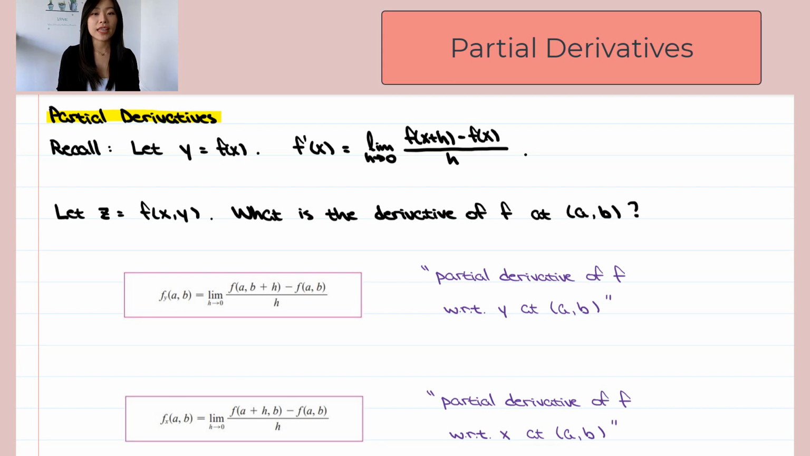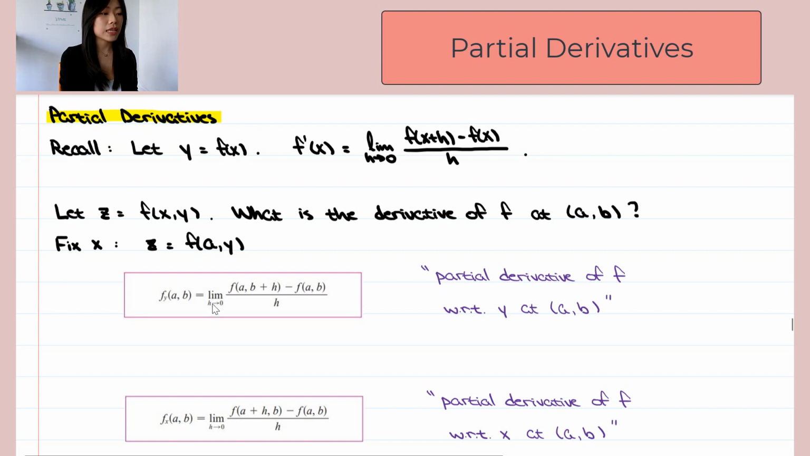How about if we have a function that has 2 variables, f of x and y? Let's let the output be c. So c equals f of x and y. Then what is the derivative of f at a and b? Since we have 2 variables here, to find the derivative, we have to fix one of the variables. For example, if I fix x, then the function c becomes f of a and y, where a is a constant, the coordinate of the point. So now the function c is a function of y only. Then we can find the derivative of this function using what we learned from Calculus 1.